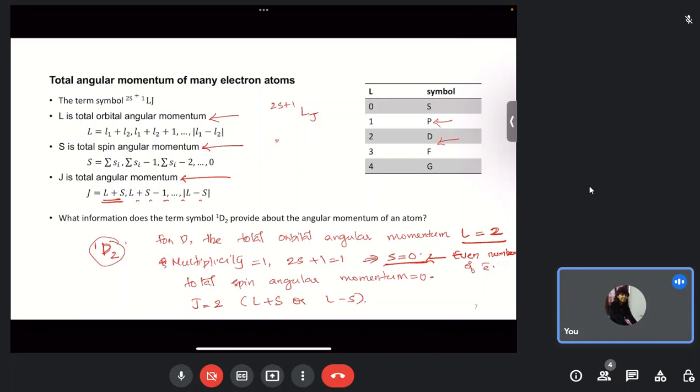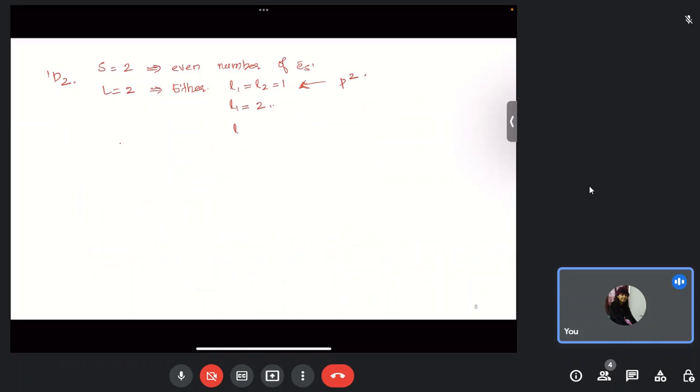It's not just p2 which can give a 1D2 value. If you have l1 equal to 2 and l2 equal to 0, in which case it is d1 s1, in that case also you can have a similar term symbol value. That's all I have to tell about this particular question.